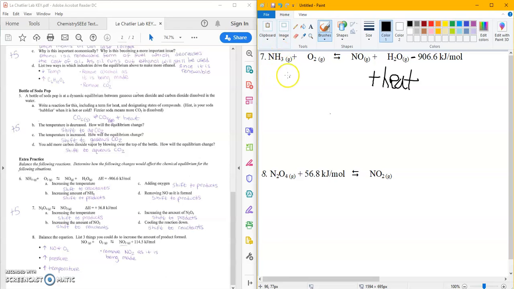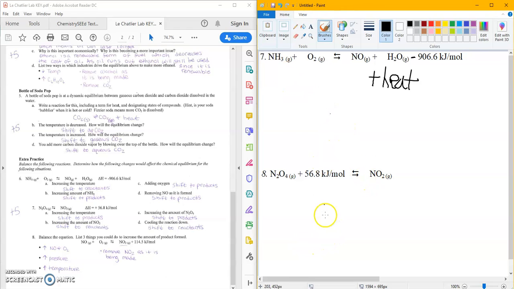I'm not sure what happened with these, but it was a common misconception when you had to put in your own heat term. So remember, you just put heat on the right side if it's exothermic, the left side if it's endothermic. It behaves just like concentration. If you increase it on one side, it's going to shift to the other side, and that's all you need to know.